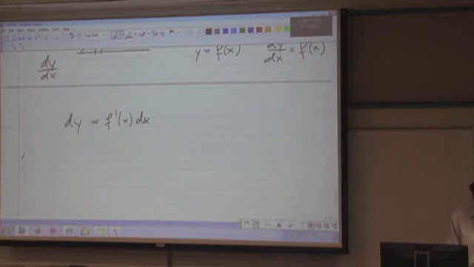So how about we do 17 so you see how things work. Okay, so 17 says the following. Part A, y is equal to x squared times sine of 2x. And so the question is, what is dy?